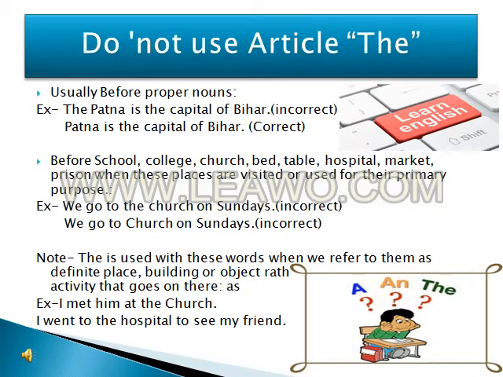Next rule. Before school, college, church, bed, table, hospital, market, prison, when these places are visited or used for their primary purpose, we will not use the article the. For example, we go to the church on Sundays. This is incorrect. What will be the correct one? We go to church on Sundays. We will not place the article the before church. Why? Because here church is gone to by the subject for its particular purpose.